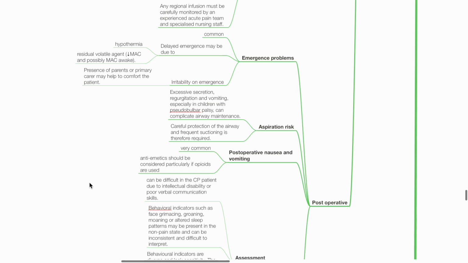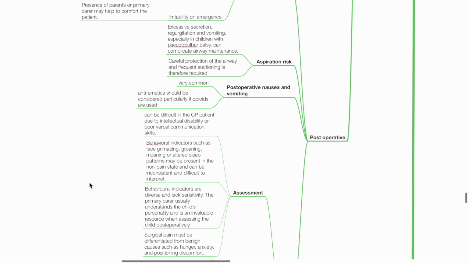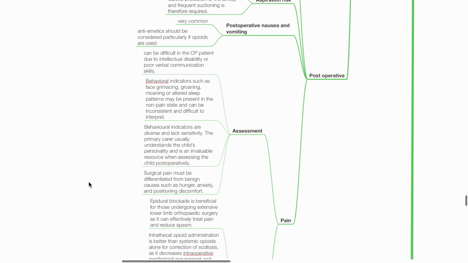Post-op nausea and vomiting is very common. Antiemetics should be administered, particularly if opioids are used. Pain assessment can be difficult in the CP patient due to intellectual disability and poor communication. Behavioral indicators such as grimacing, groaning, moaning, altered sleep patterns may be present in the non-pain state and can be inconsistent and difficult to interpret. Hence, behavioral indicators lack sensitivity.